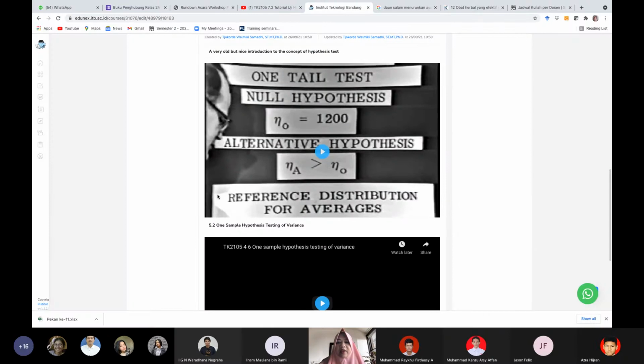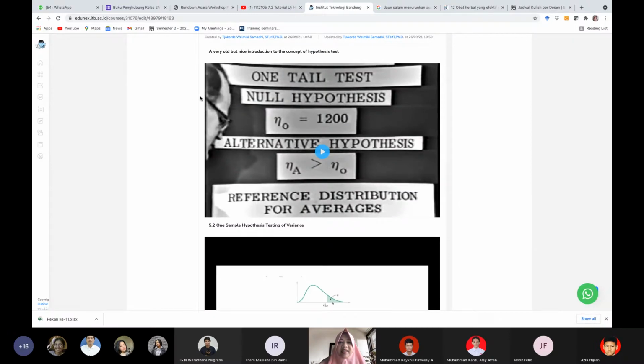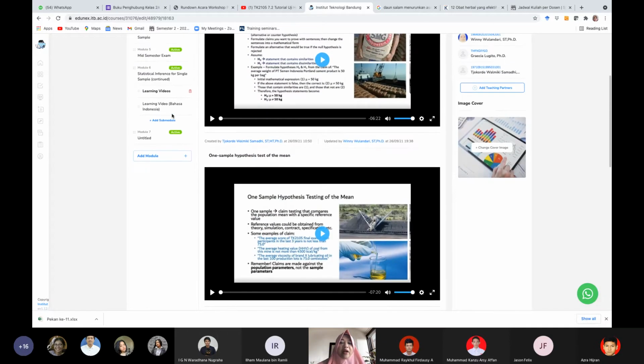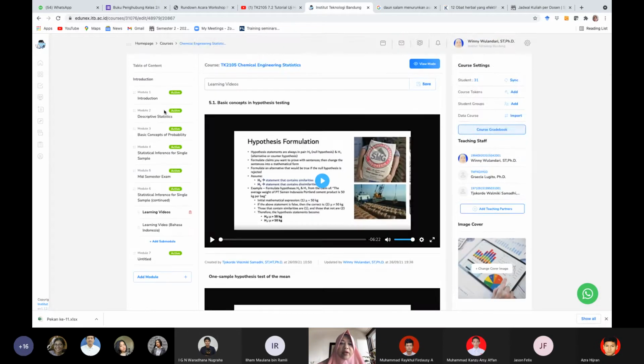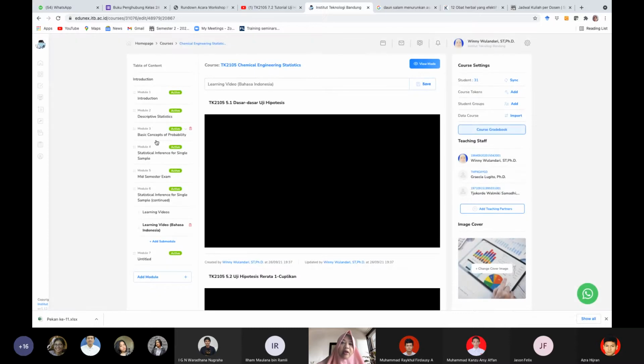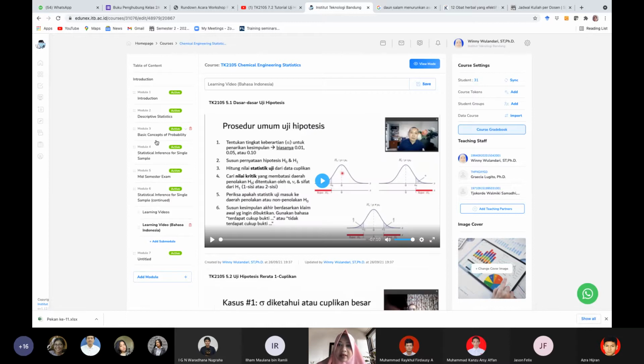And also Pak Miki gave a very old hypothesis test video, but maybe we will have a look together, or you can do it after this class. It's very old, but very useful for us to understand hypothesis test. There's also a learning video in Bahasa Indonesia if you're interested. This is with Pak Miki, who explained the hypothesis test, atau uji hipotesis, right?